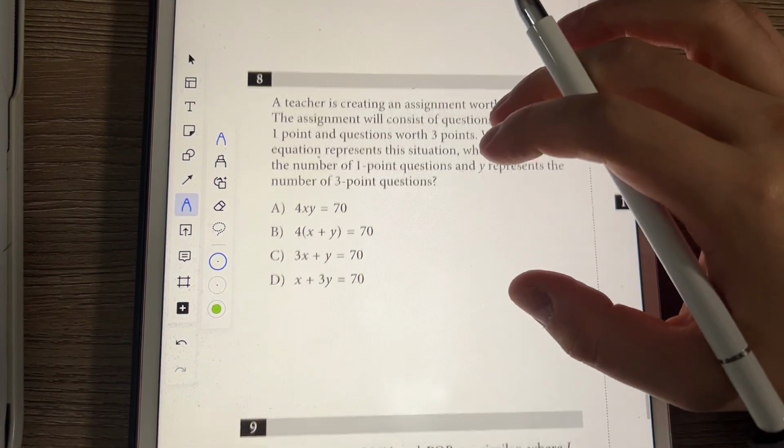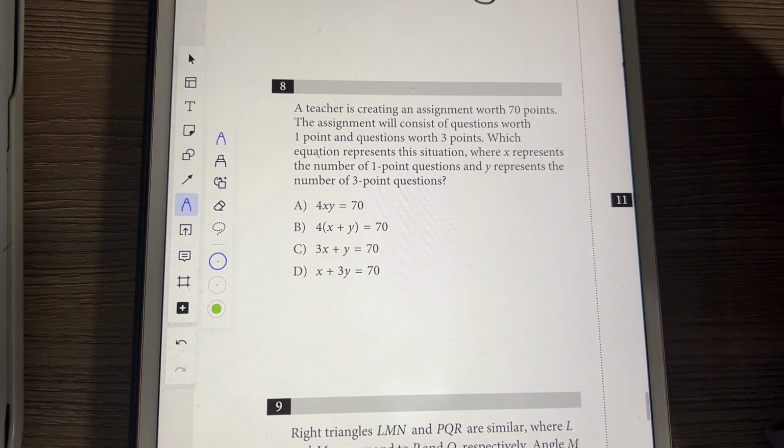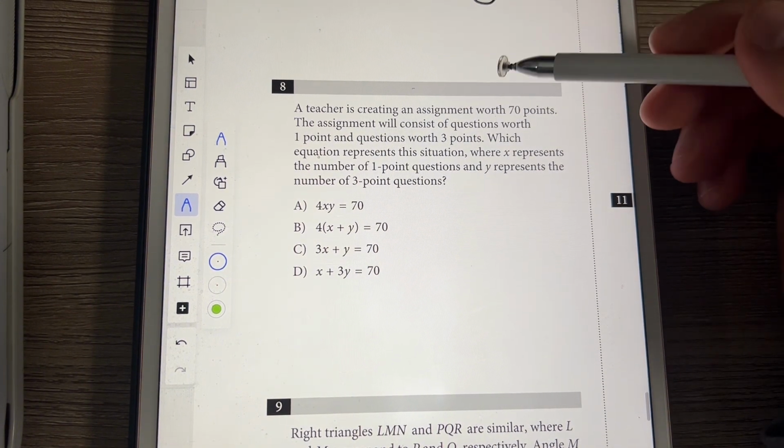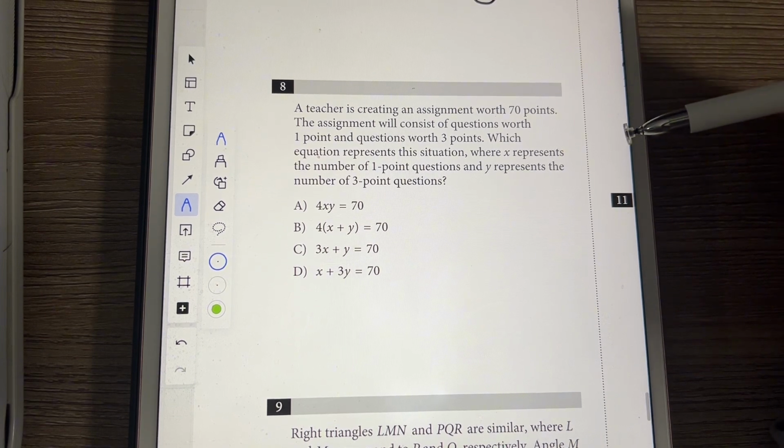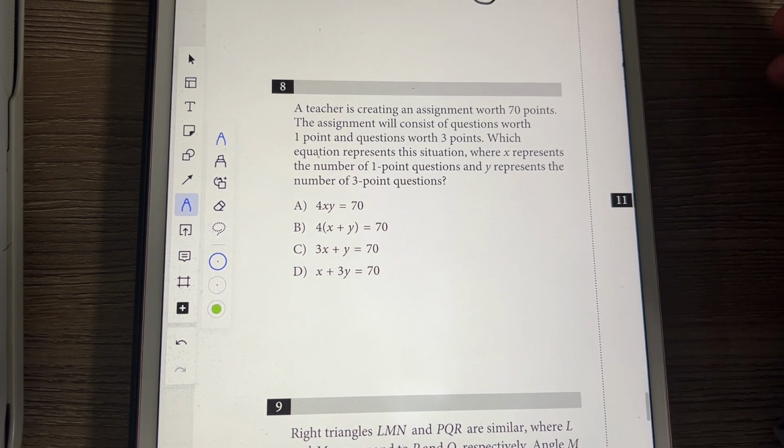Let's look at question number 8. A teacher is creating an assignment worth 70 points, and you'll notice that all 4 answer choices have 70 as the equals. The assignment will consist of questions worth 1 point, questions worth 3 points. Which equation represents the situation where x represents the number of 1-point questions and y represents the number of 3-point questions?